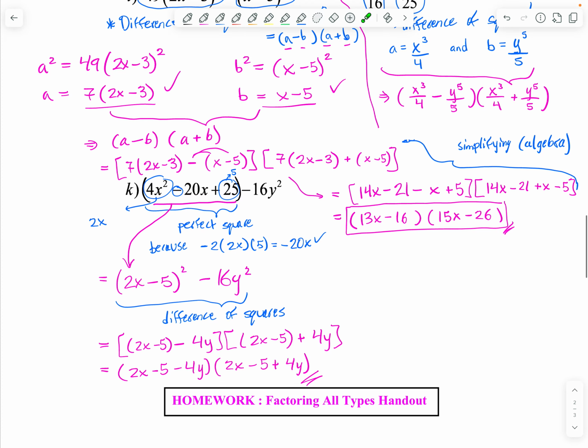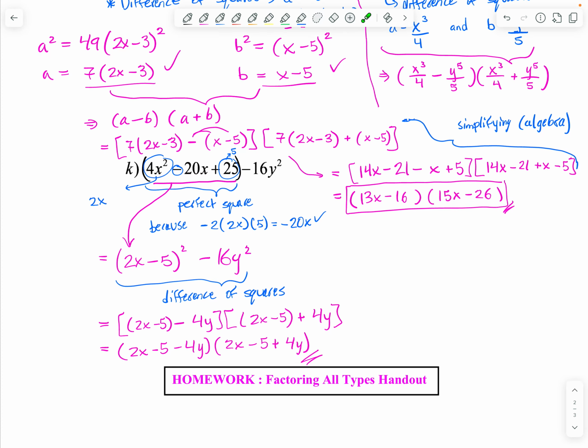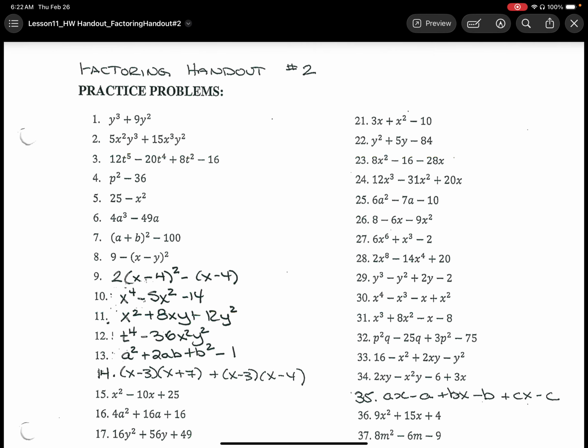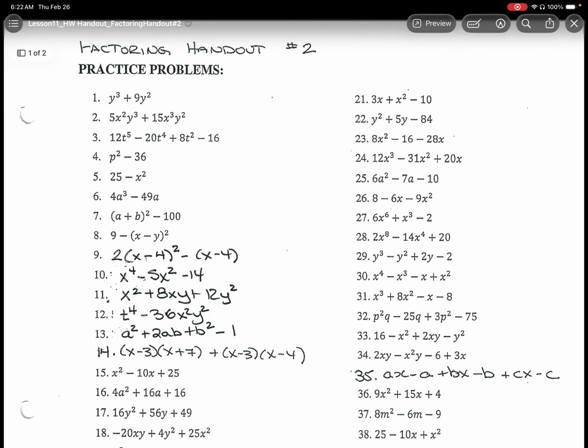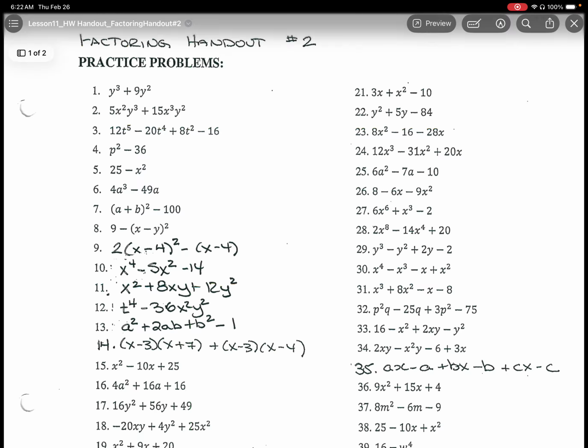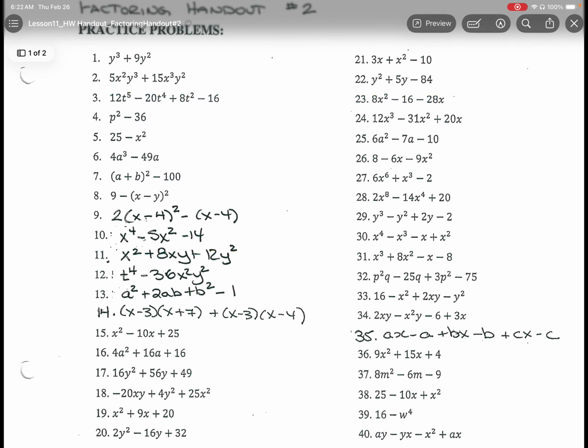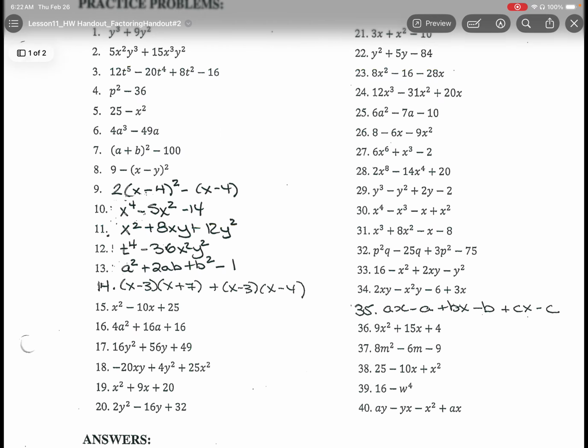Okay, so here's your homework for this lesson. It's factoring all types of, it's handout number 2 on factoring. So it looks like this. Here are some practice problems. There's a bunch of them, but again, they're in mixed order, which is good for you to kind of train your eyes and see what the different factors are.